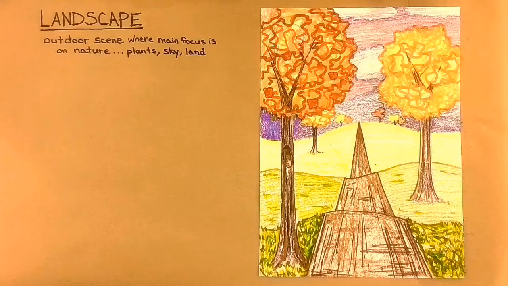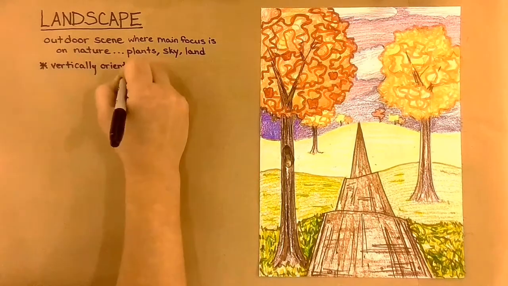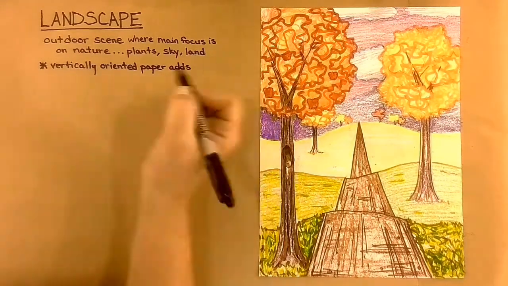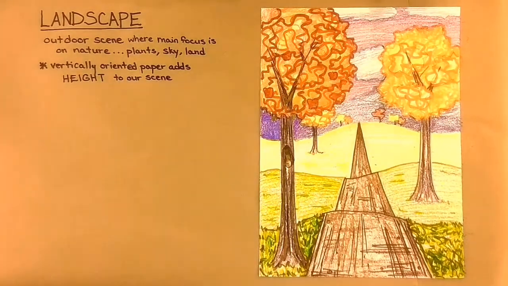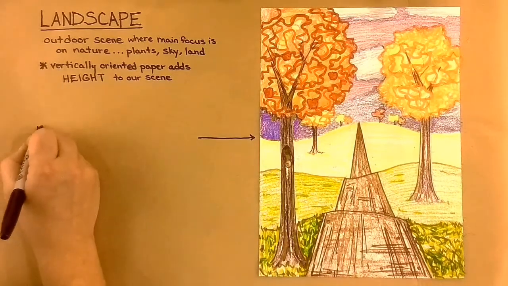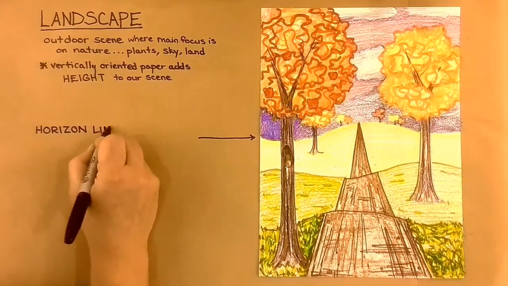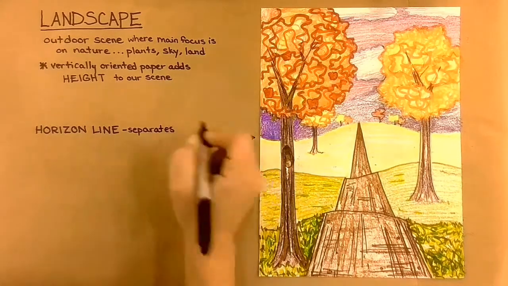This is a basic landscape scene showing apple trees in the summer or fall, lining a country road. It's drawn on vertically oriented paper, meaning the tall way, and this helps to give height to our scene. Nearly every landscape features a horizon line. The horizon line separates the ground from the sky, and it tells us where we can place our objects in our scene.